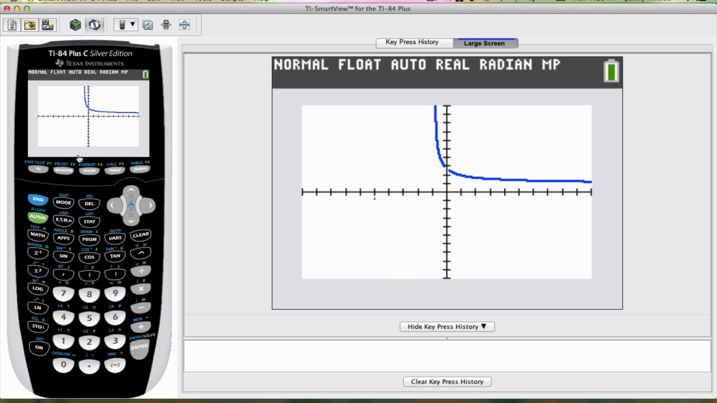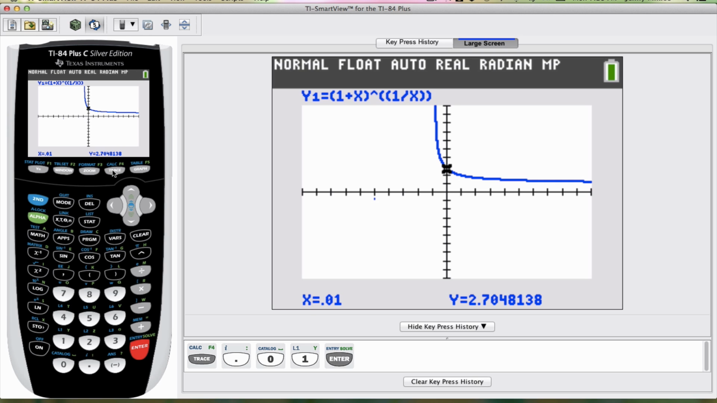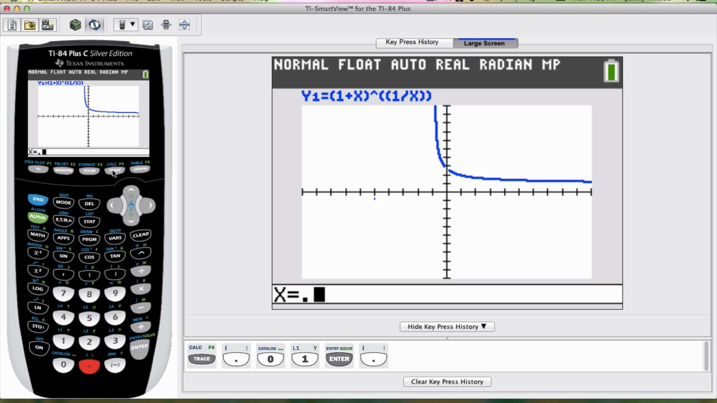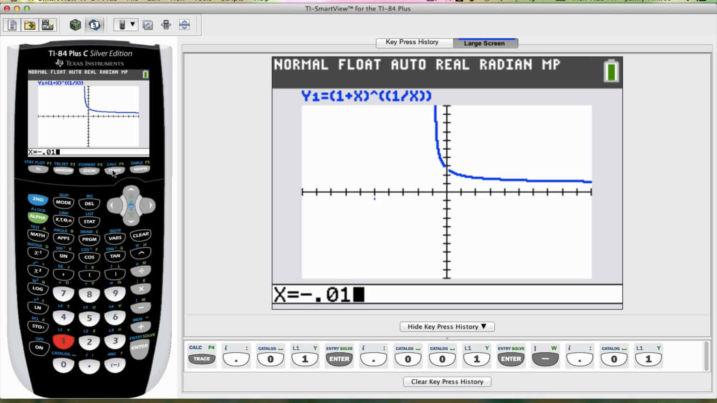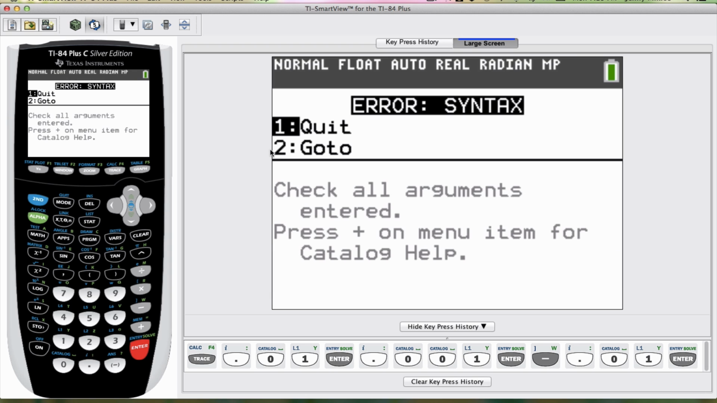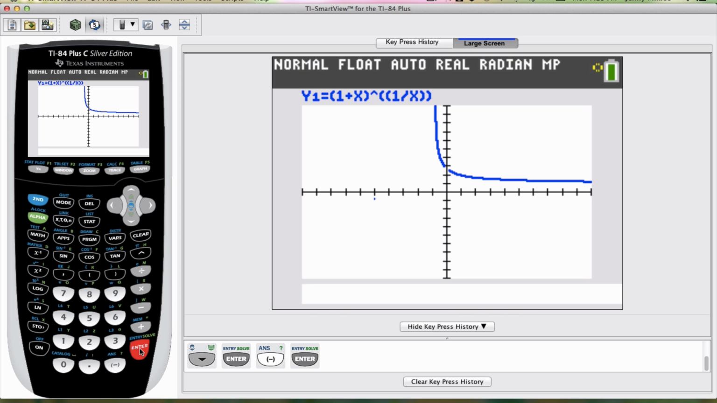So some things that I could do, I could go ahead and press trace. Okay, and I might try like 0.01 and see that there are some values. Okay, it's at 2.7, maybe 0.001, and it's at 2.7. Maybe something like negative 0.01. Okay, and I made a mistake there because when I typed negative, I did subtraction on accident. There we go. 2.73. Okay, so it appears to be getting close to a value.